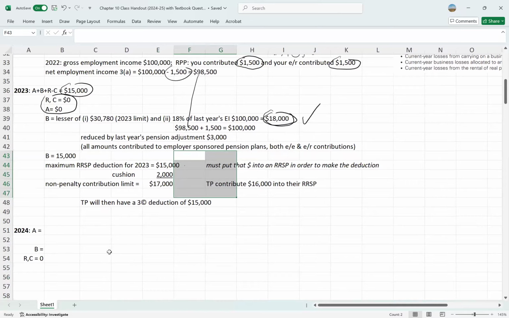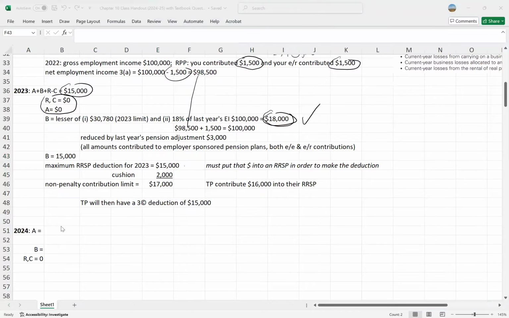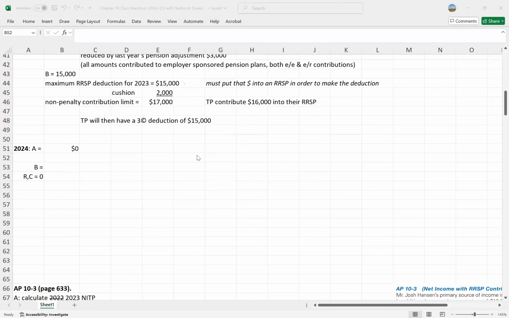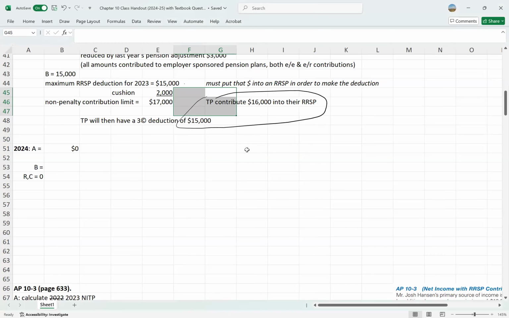So in 2024 then, what is our A amount? Well, our A amount is 0 because we used up all the deduction last year. So the A amount would be 0 for next year. Then, one thing I want to mention is that we contributed 16,000, but once again, we can only deduct 15,000. So next year, we will have 1,000 of what we call undeducted contributions.